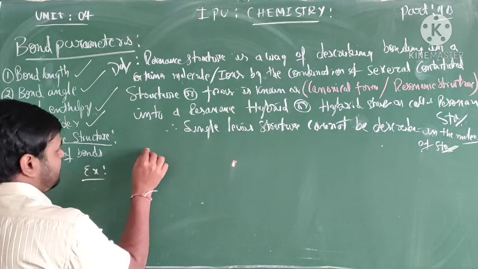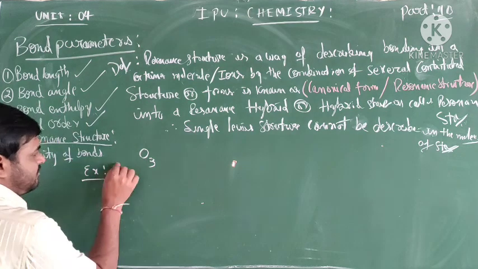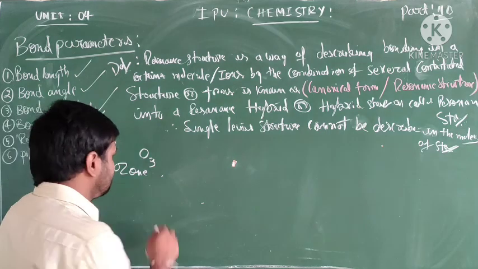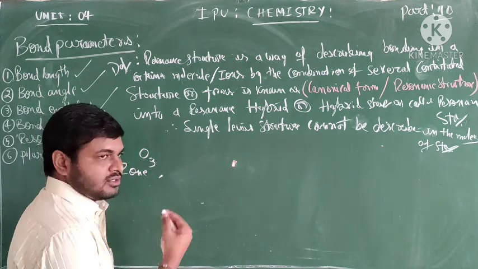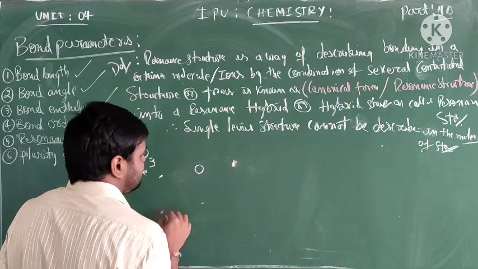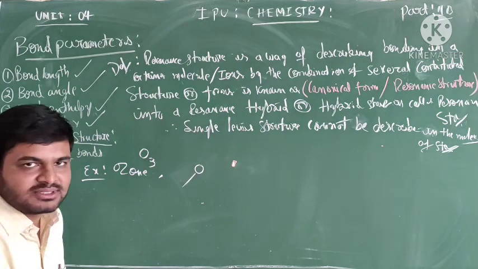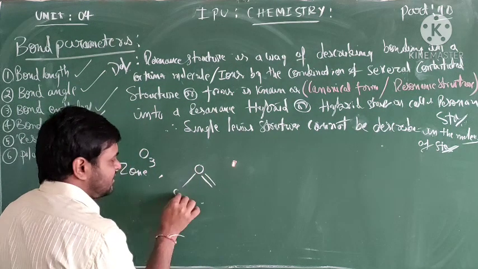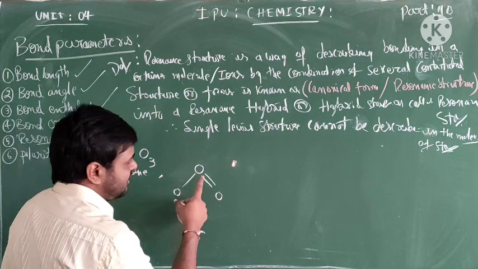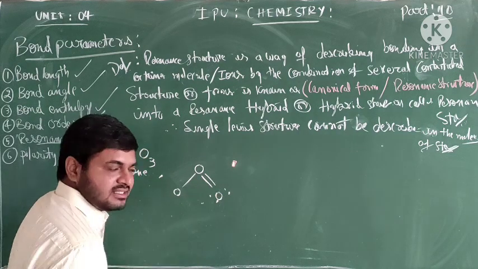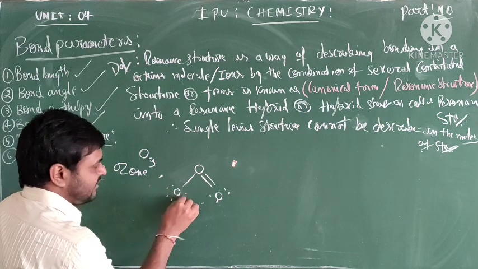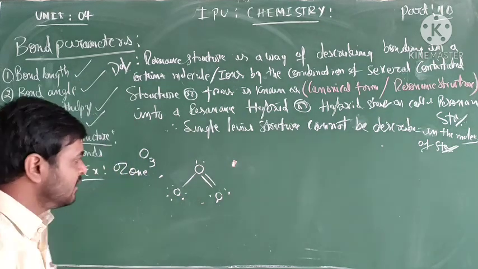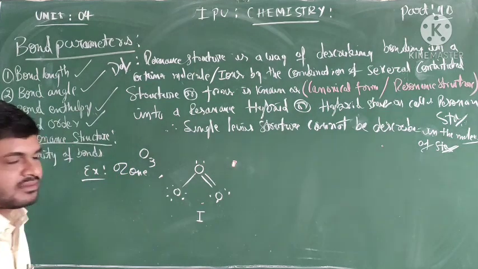Ozone, O3 molecule. See here, we know about oxygen 3. The structure we already know. The three oxygen atoms: one of the oxygens has a single bond, another one has a double bond. So 1, 2, 3, 4, 5, 6, 7, 8, octet. Then 1, 2, 3, 4, 5, 6, 7, 8. Clear? This is one of the structures.